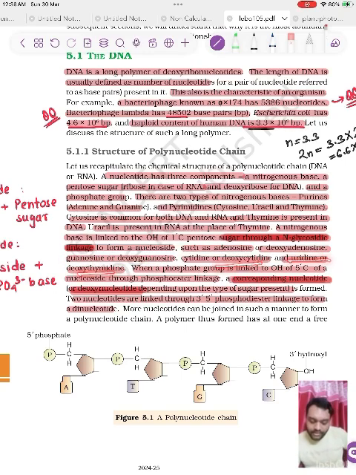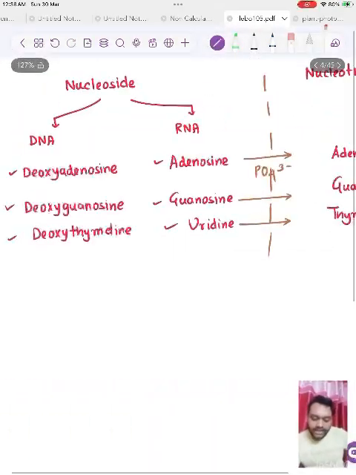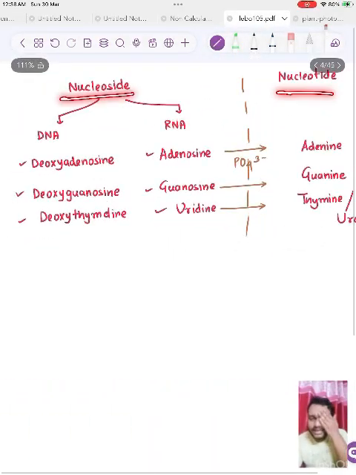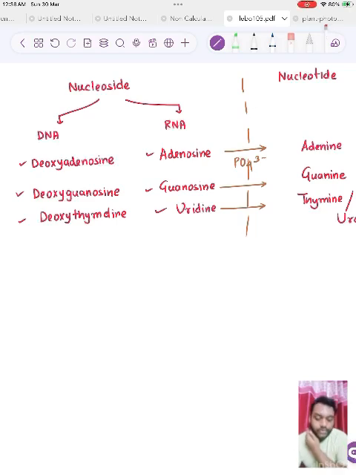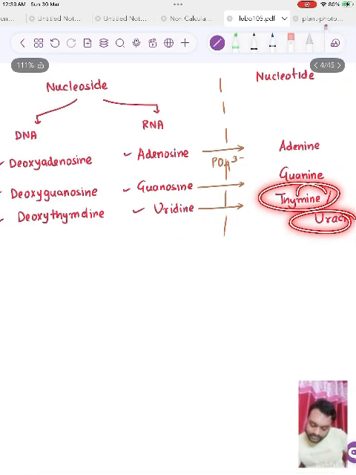So what are they? Basically, they are the nucleosides and nucleotides. Okay. In DNA, it is deoxyadenosine. In RNA, it is adenosine. If we add the phosphate, that will form the adenine nucleotide. Okay. Deoxyguanosine, in RNA it is guanosine, and if we add phosphate, that will give us the guanine nucleotide. Deoxythymidine, uridine, and that will give us thymine and uracil as nucleotides. Okay.